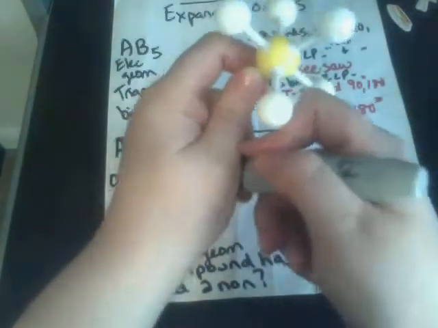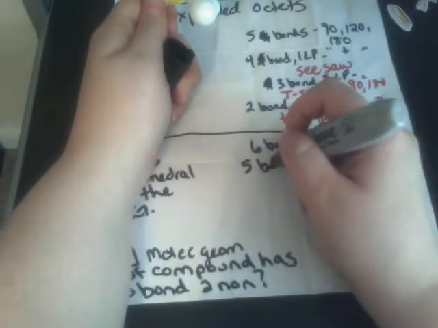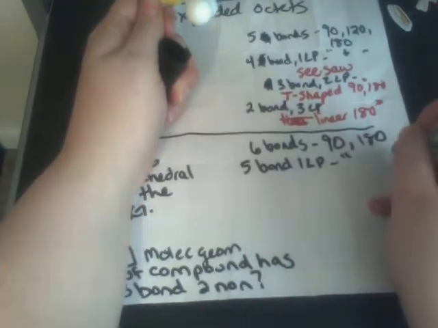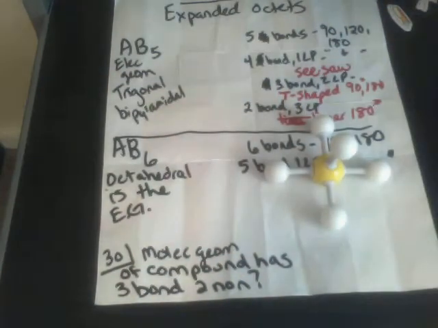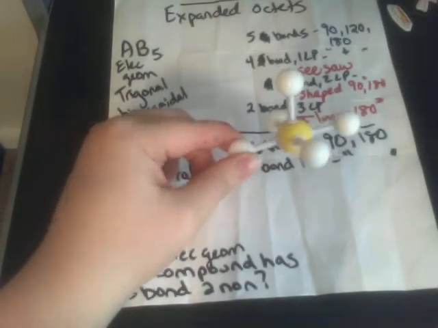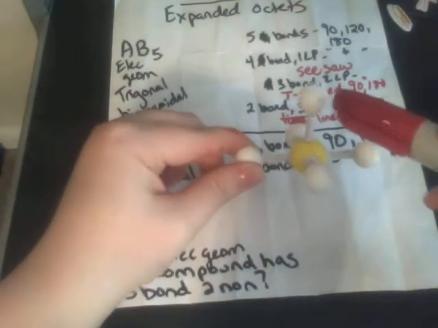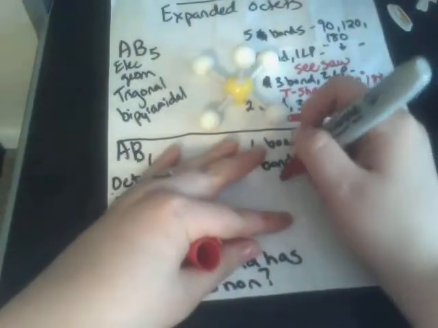Oh, I don't know why I keep putting that lid on. Having a rough time. If we had 5 bonds and 1 lone pair, we still have 90 and 180. What do we think the name is going to be now? So if I remove this, that's technically called a square pyramid. So it's square pyramidal, because if we were to connect the lines here and here, it would be a square pyramid.